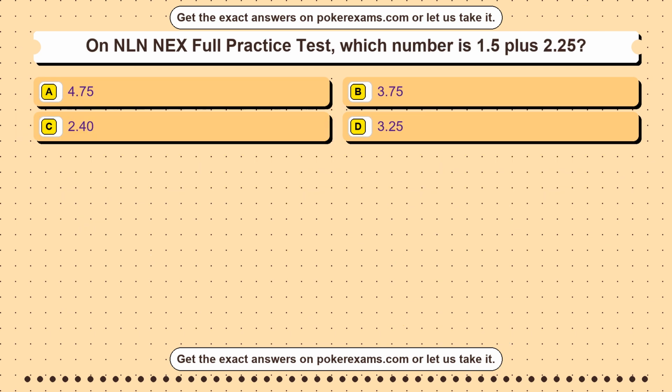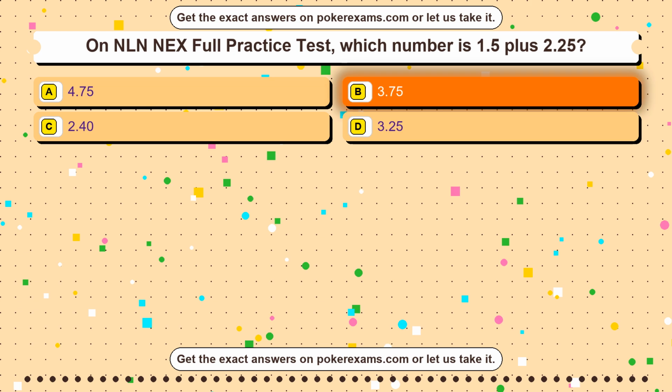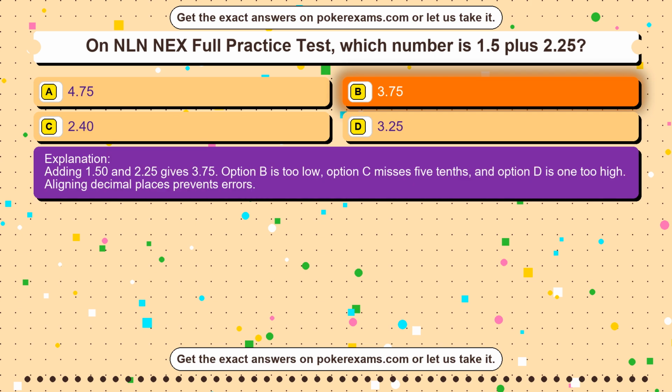Question 44. On get functions practice, which organism is a producer? Option A mushroom. Option B grass. Option C rabbit. Option D hawk. The correct answer is option B. Grass is a producer because it makes its own food through photosynthesis. Rabbits and hawks are consumers, and mushrooms are decomposers. Food webs begin with producers.